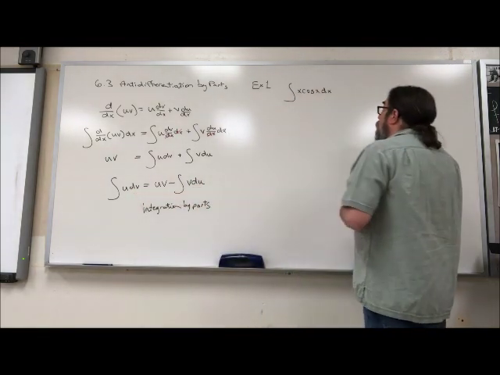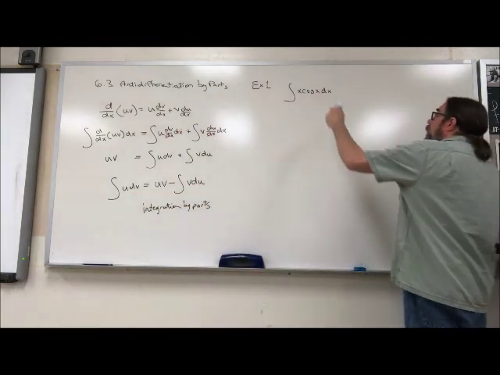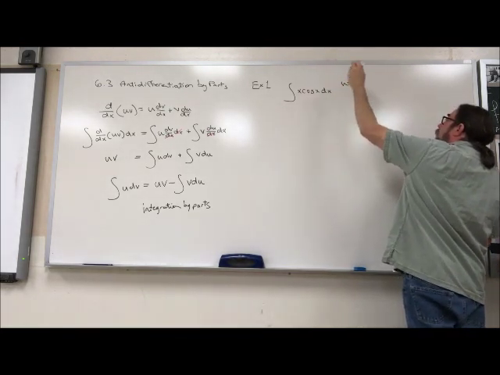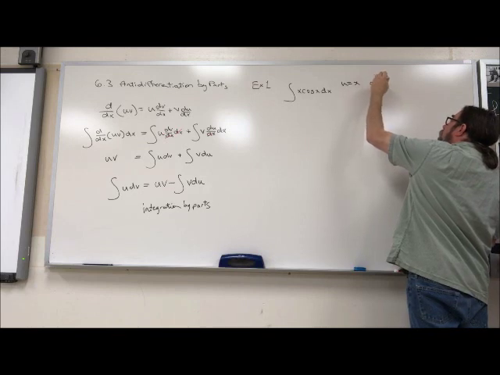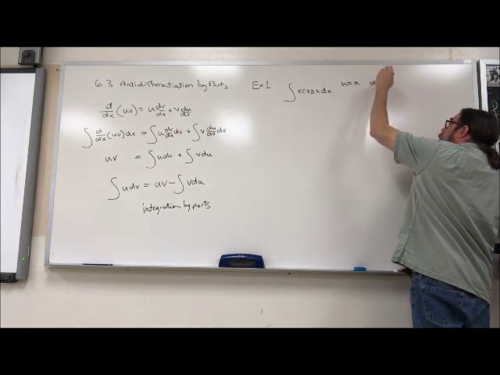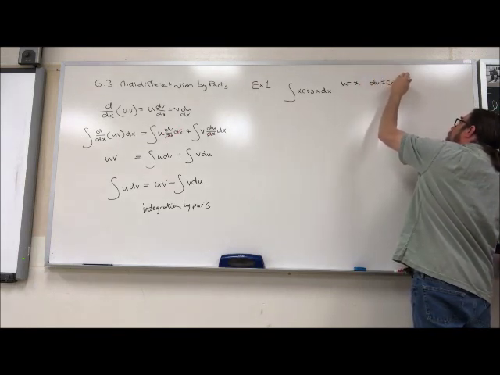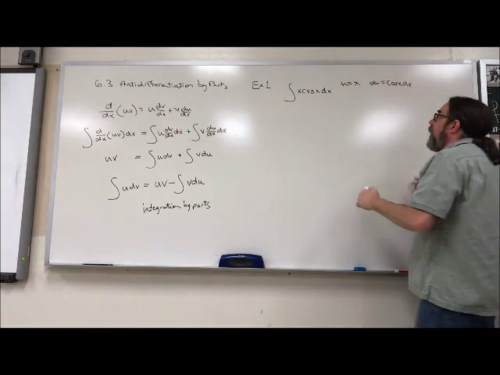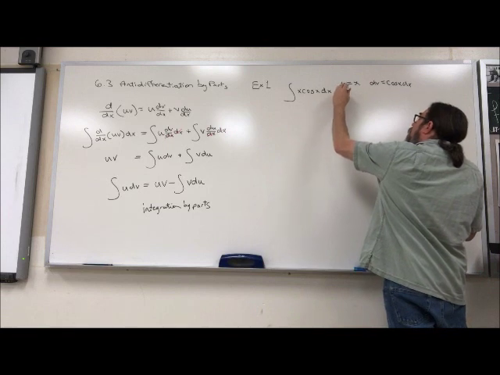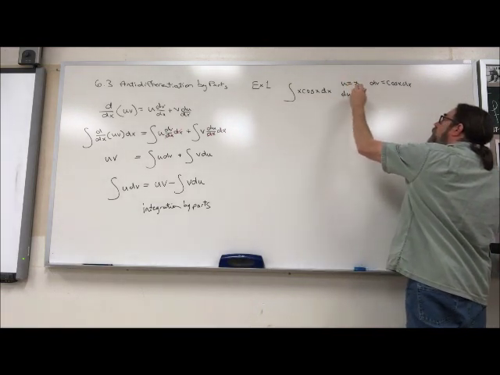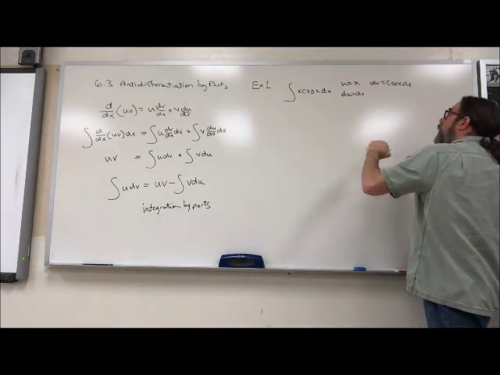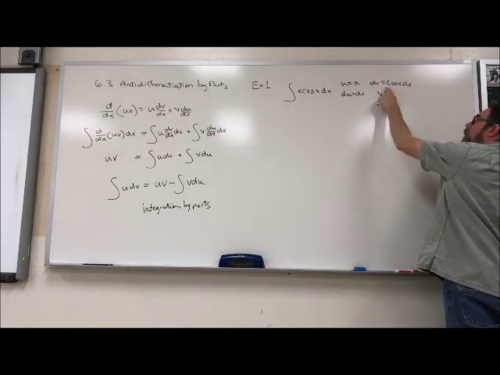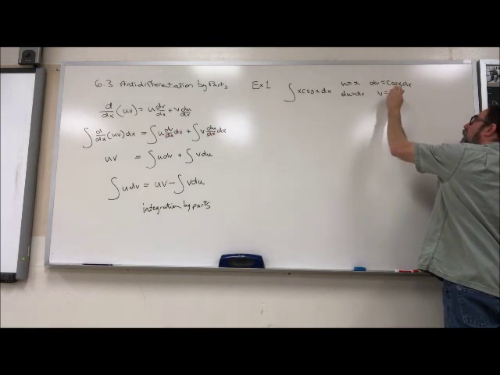Okay, so my choices are going to be this. I'm going to let u equal x, and I'm going to let dv equal cosine x dx. Okay? So now that I've done that, du would be equal to dx. And v would be the antiderivative of this, which is sine x.